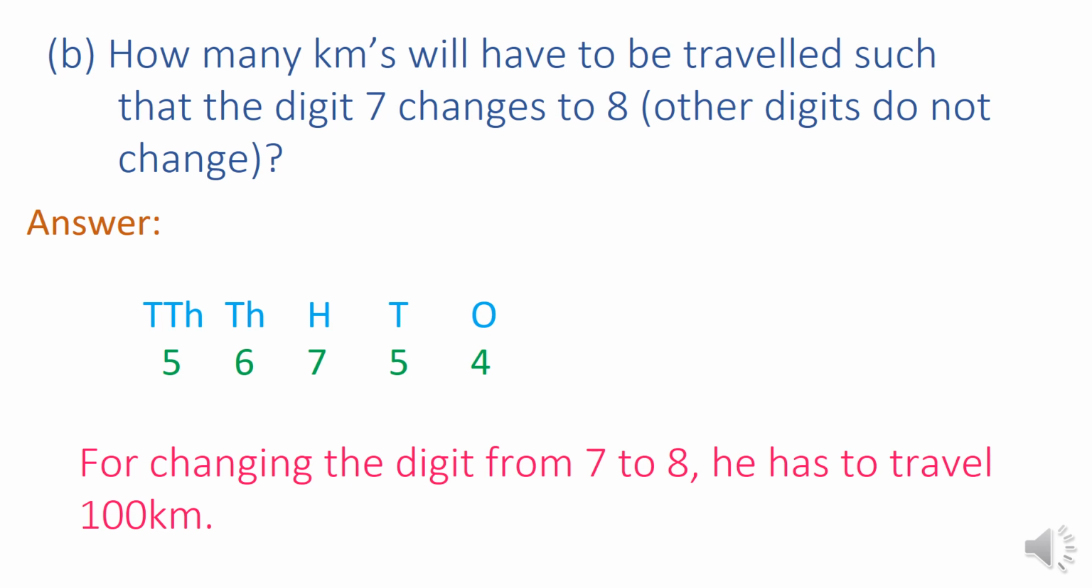That is our question. The digit 7 is in the hundreds place. So, for changing the digit from 7 to 8, he has to travel 100 km. So, our answer is, for changing the digit from 7 to 8, he has to travel 100 km.